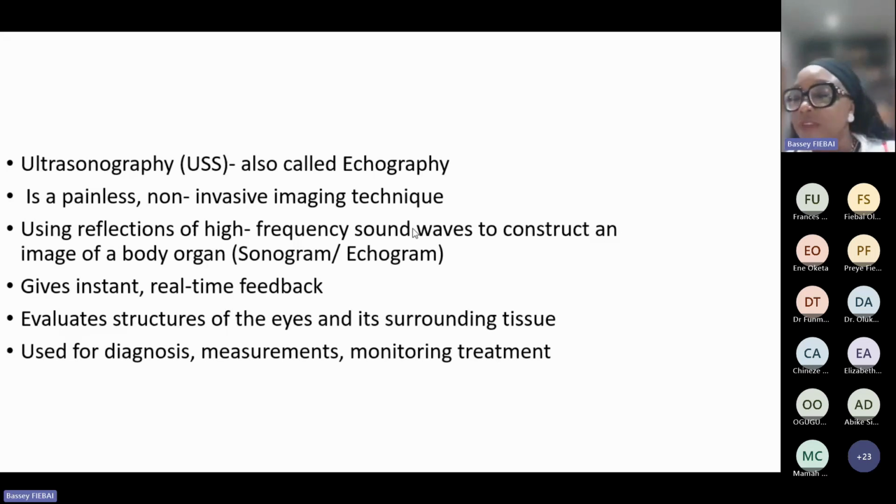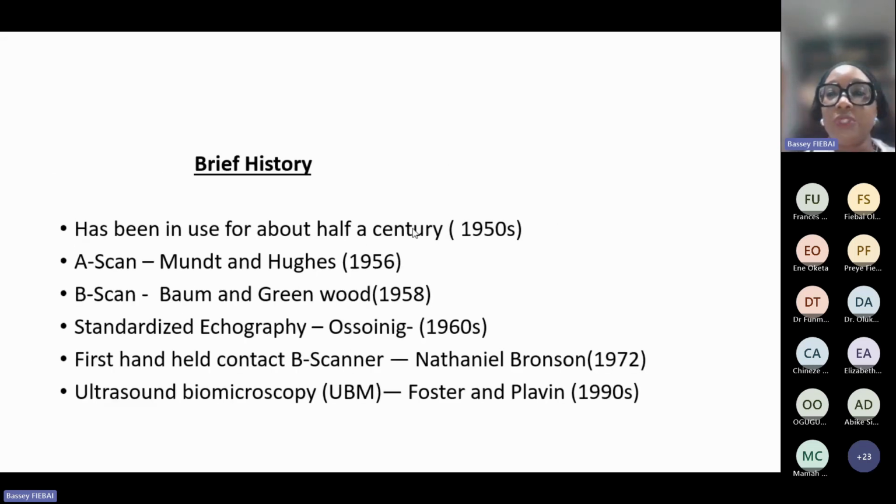It's one of my favorite investigational tools, actually, apart from OCT, because it's able to give you instant information and real-time feedback. So in your clinic there, you have your ultrasound scan machine. You're trying to make a diagnosis. It can give you the information you need to wrap up your diagnosis and institute management just right there and then. So it helps to evaluate structures of the eyes and its surrounding, and it's very good in the diagnosis, measurements, and monitoring of ocular pathology.